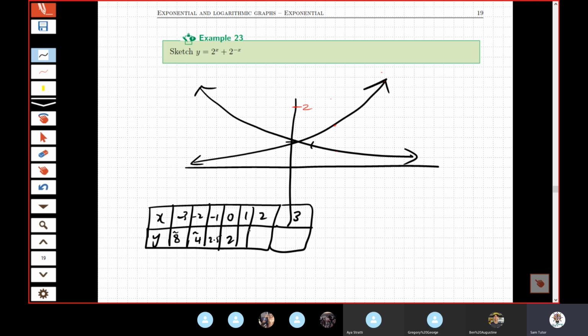Sub in 1, what should happen, because it's symmetrical, you should get the same answer. So what you should get is 2.5 again. If I sub in 2, again because it's symmetrical, you're roughly going to get 4. Sub in 3, you're roughly going to get 8. So I think from there you can safely conclude the answer.